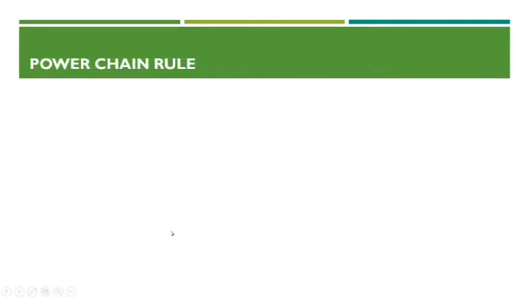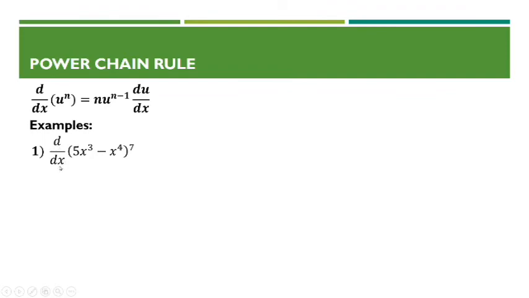We also have a power chain rule, so pinagsama yung power rule at saka chain rule. So the derivative of u raised to n, where u is a function, is equal to n times u raised to n minus 1, which is the power rule itself, times the derivative of u in terms of x, which is from the chain rule. Since u is a function and not just a variable. Okay, example: the derivative of 5x cubed minus x raised to 4, quantity raised to 7.